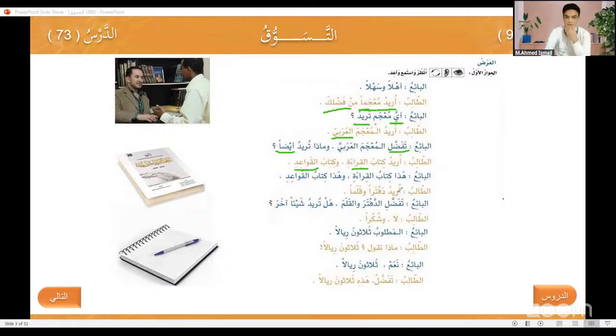And دفترا, oh sorry, هذا and the بائع says هذا كتاب القراءة وهذا كتاب القواعد. This is the book of reading, and this is the book of grammar. And then الطالب said أريد دفترا وقلما. This is, by the way, the دفتر and above it it's قلم. So أريد دفترا وقلما. The بائع said so this is دفتر and قلم, important words also.